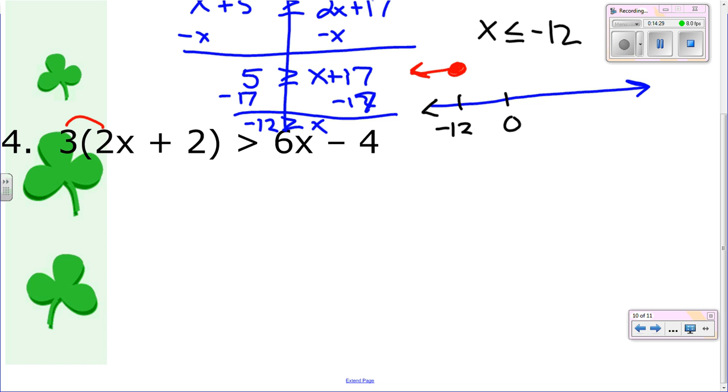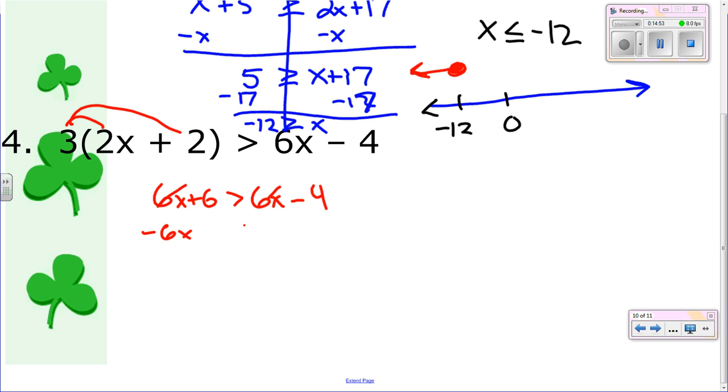Number 4, distribute the 3 first. That gives you 6x plus 6 is greater than 6x minus 4. Now automatically, as soon as I see that these numbers are the same, there's no other x's in the problem, I know that I can cross those out. But I'll do it the long way anyways.